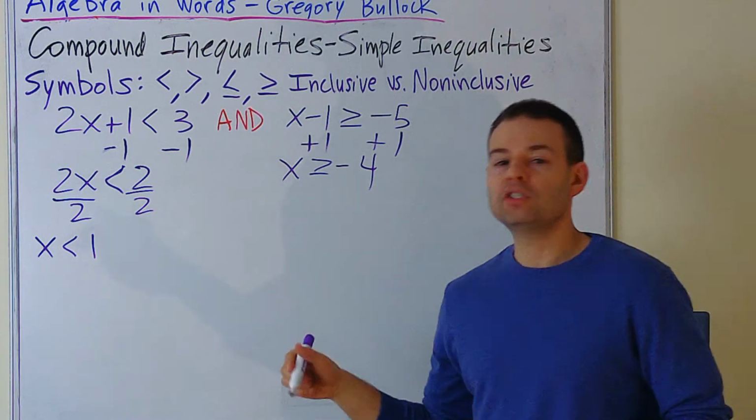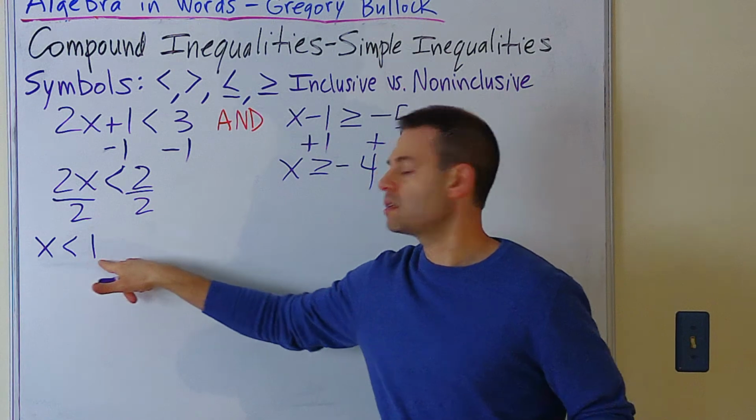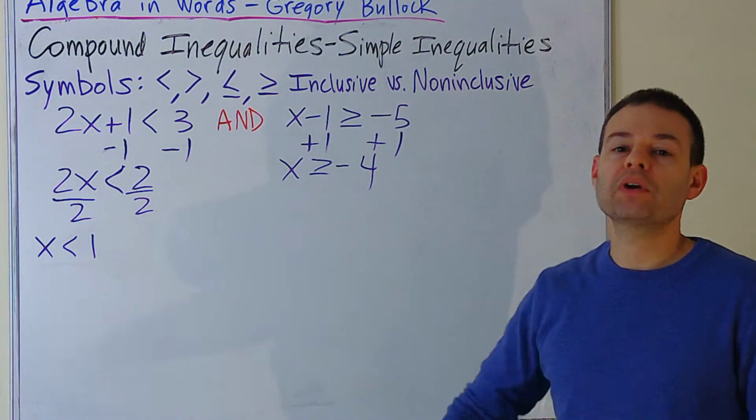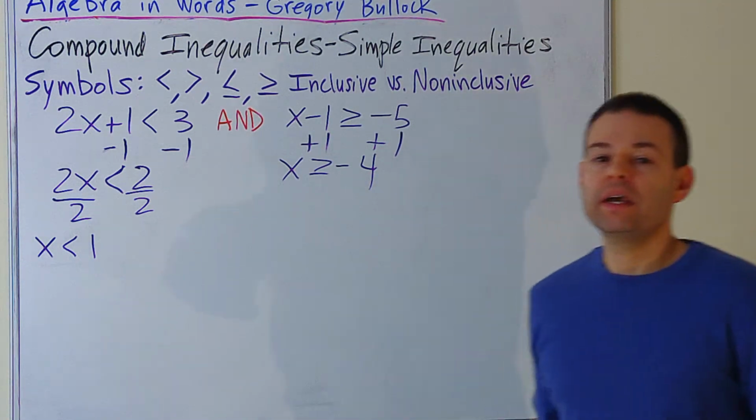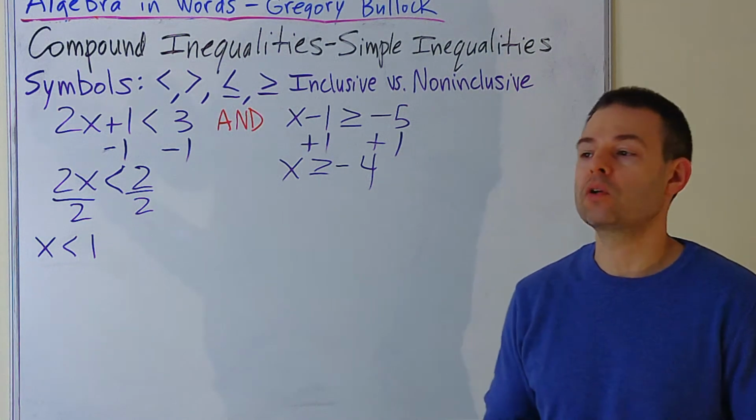Okay, and I just realized I may have misspoke, but 2 over 2 is 1. So this will be x is less than 1. So now we're going to graph this one, and it's going to look like this. This is a review of how to graph a simple inequality.